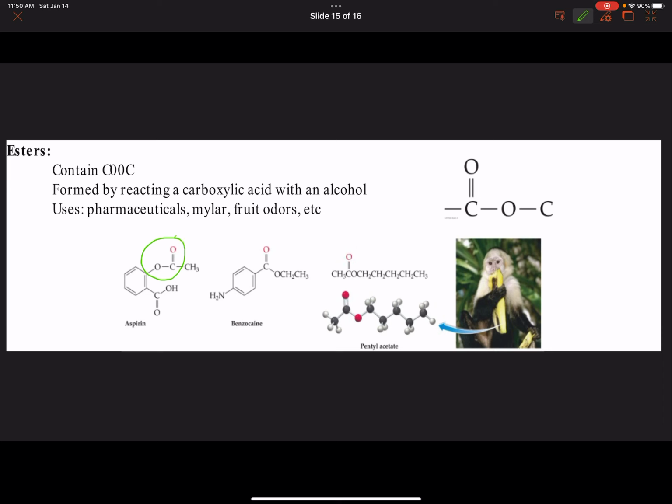They can be found in fruity odors. So again, a very common lab is to synthesize esters and then distinguish those odors. So oftentimes when you smell the smell of a banana or a lemon or an orange or pineapple, any type of that fruity odor, those are going to be the result of esters being present. So an example would be pentyl acetate. It's the smell of an apple. We have that ester group present.